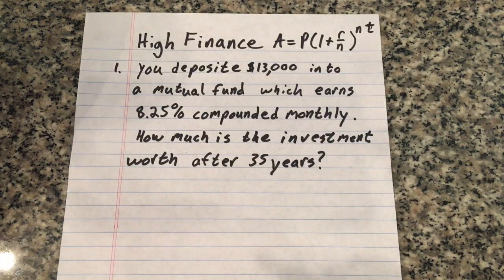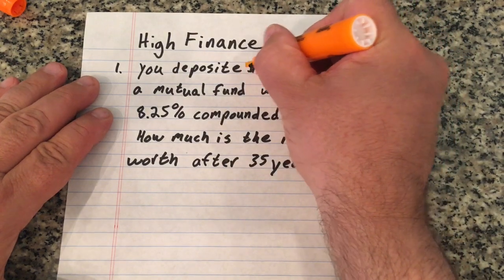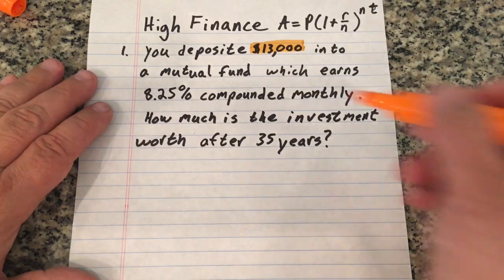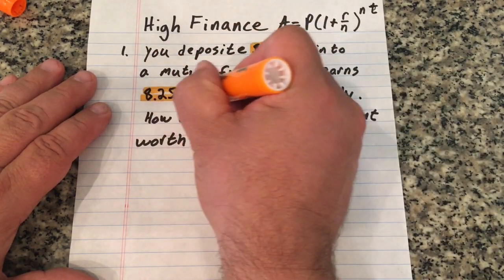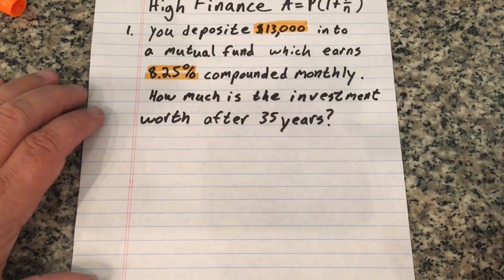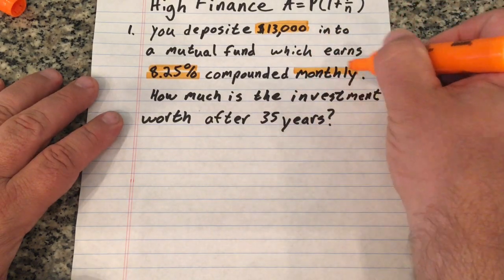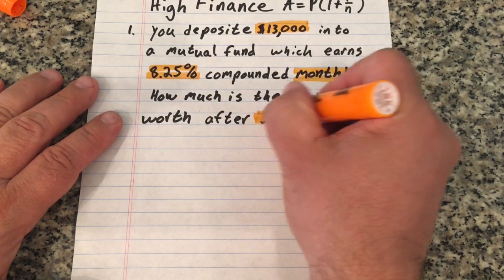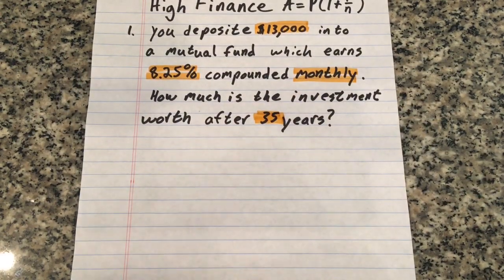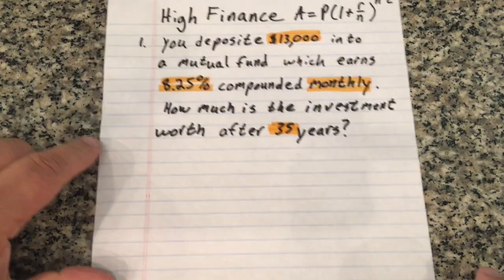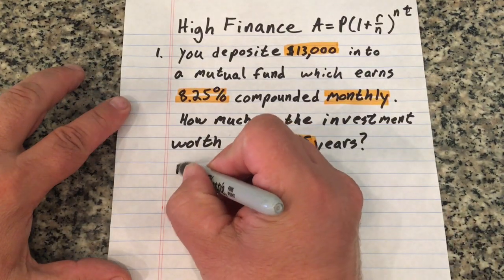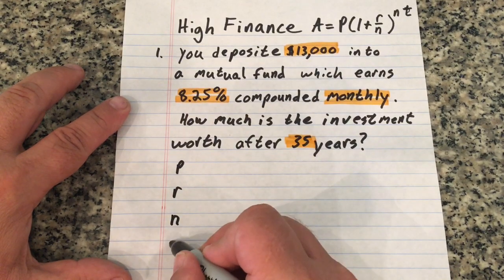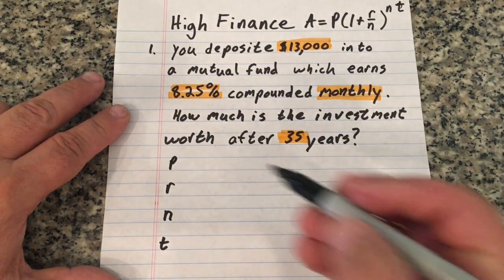The important information in this is the 13,000, 8.25%, compounded monthly for 35 years. I call these PRINT problems. P, R, N, T. Notice there's no I.